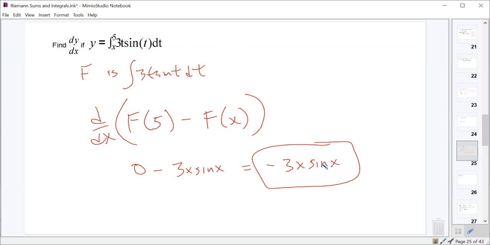Alternatively, we could also just say this is equal to the opposite of the derivative of the integral from 5 to x of 3t sine t dt. So you can also just flip the limits and put a negative out in front of it. That's one of the properties of integrals that we will eventually talk about. But then you'd end up with the same thing. Good or no?